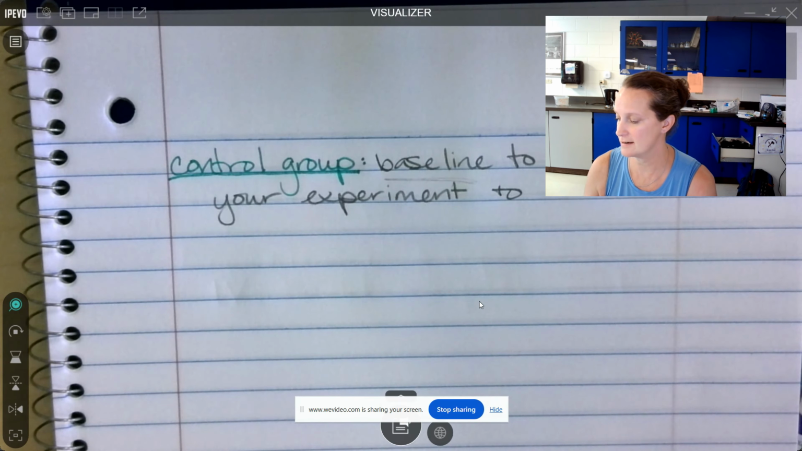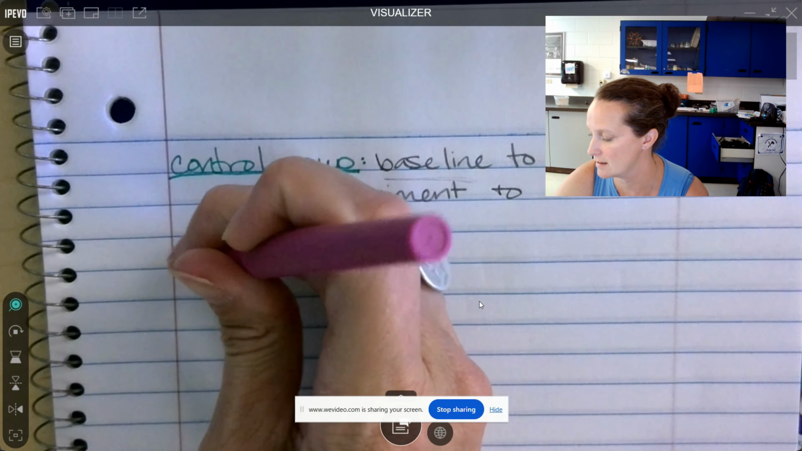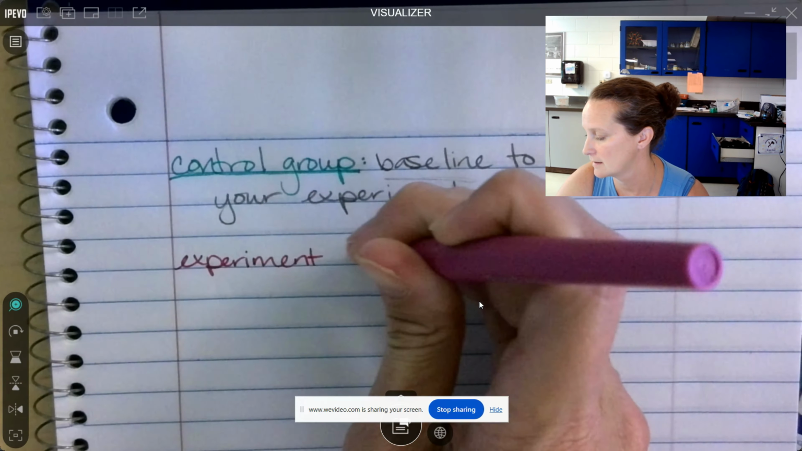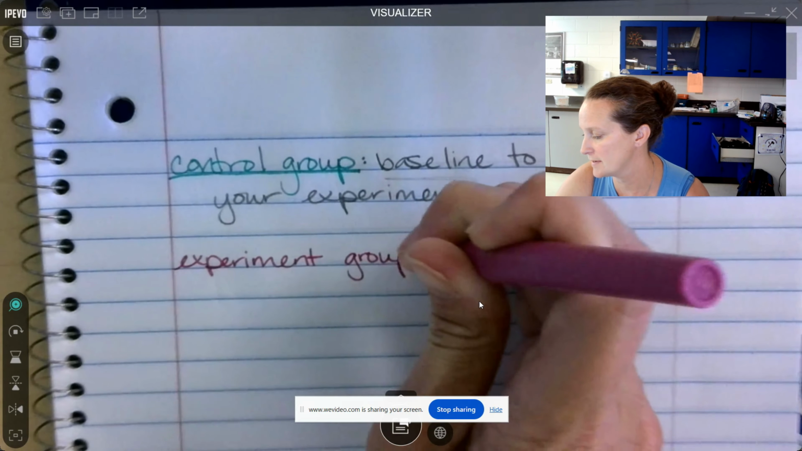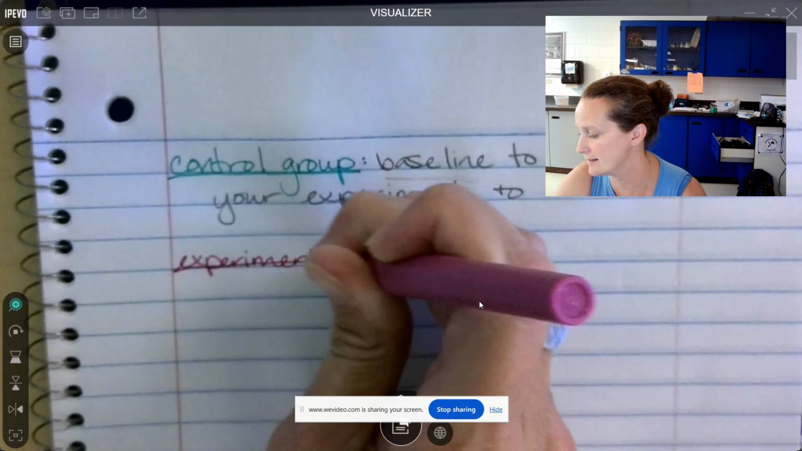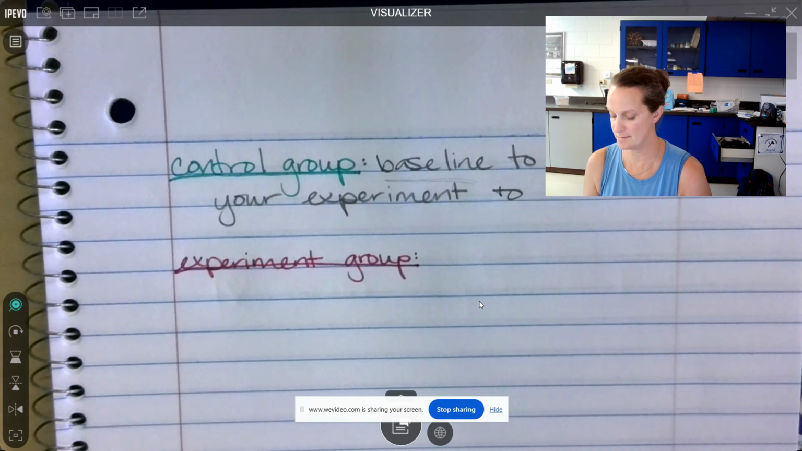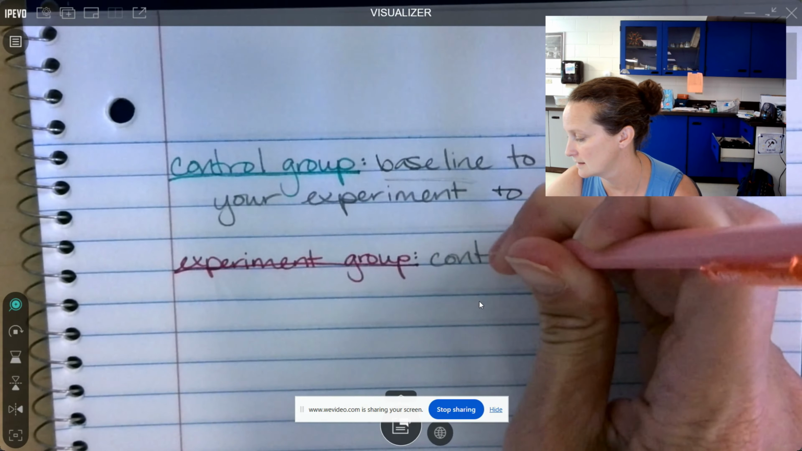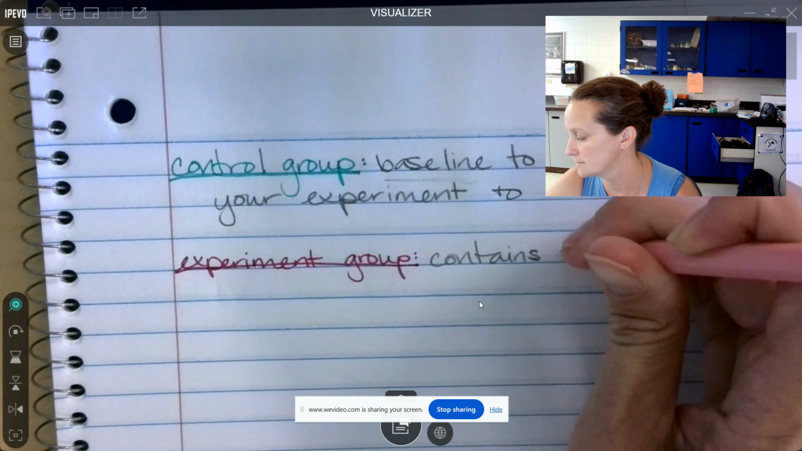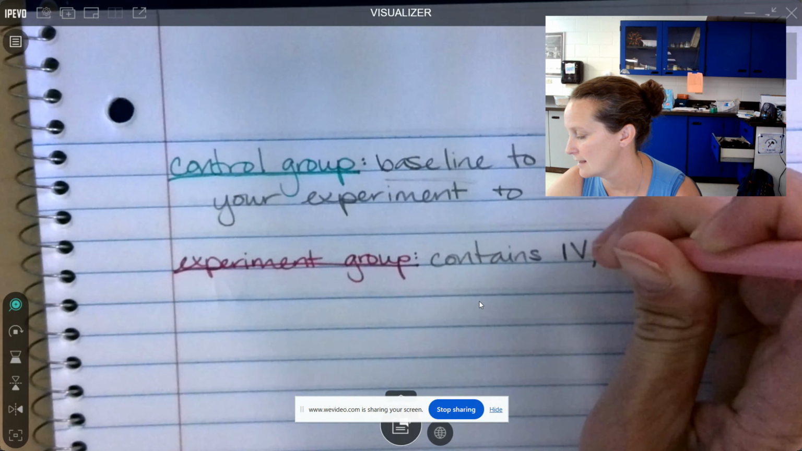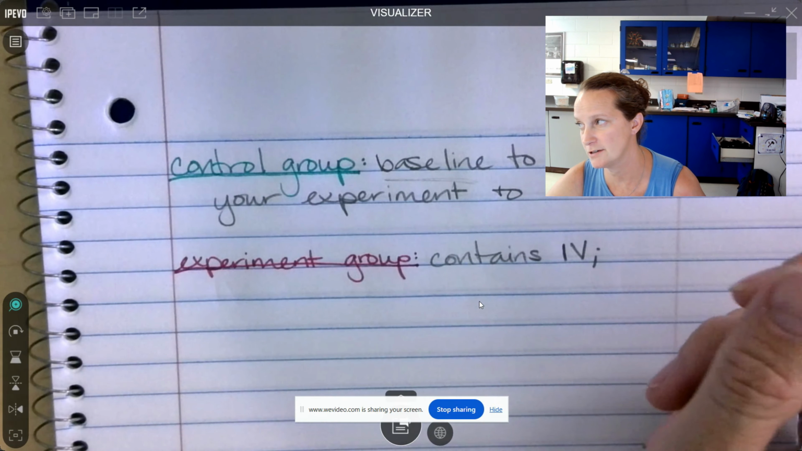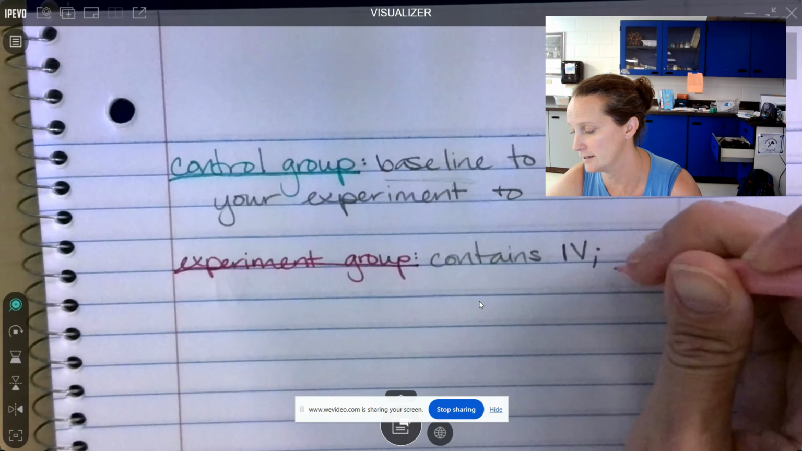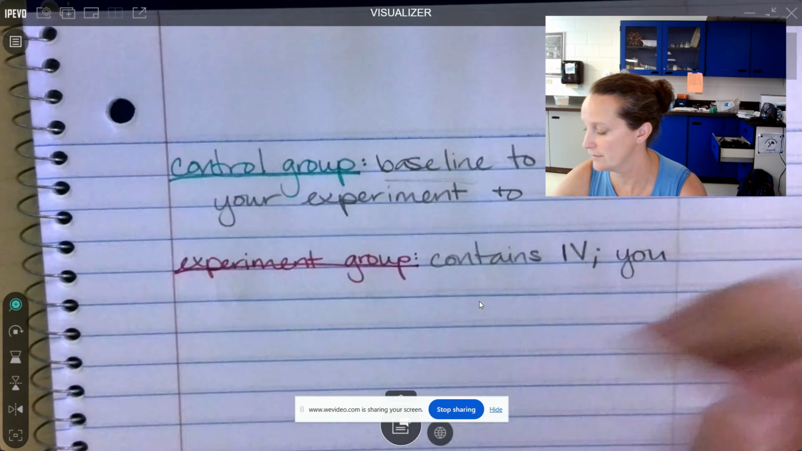The other bag we will call our experiment group. The experiment group is the bag that is going to contain the independent variable. And how many independent variables should you have? Shout it out. Good, I heard it. You should only have one.